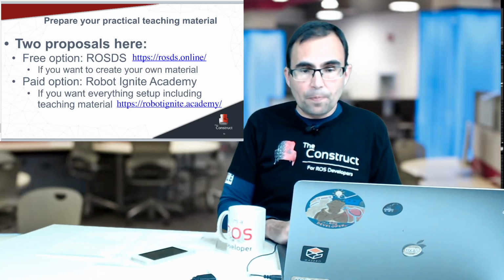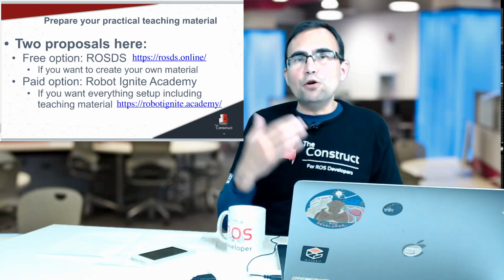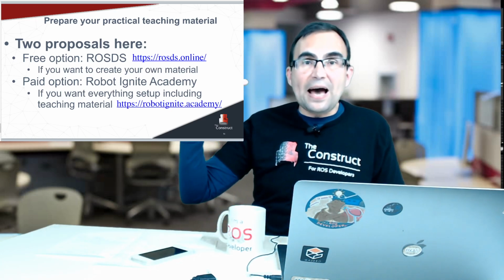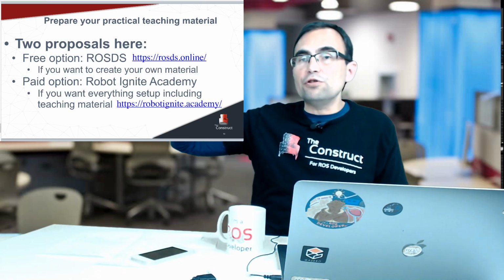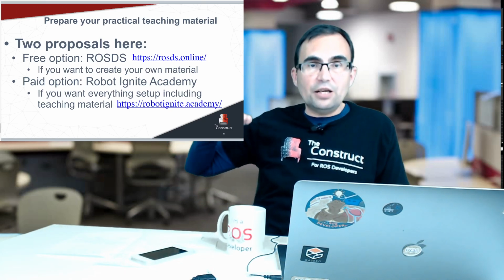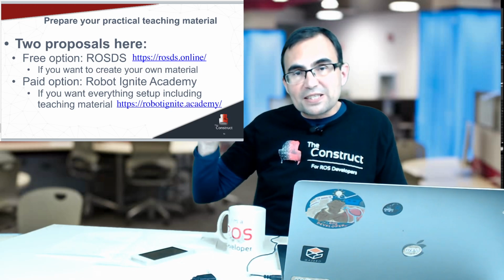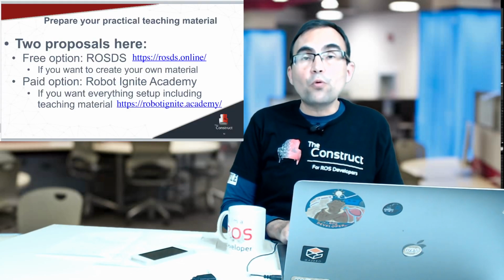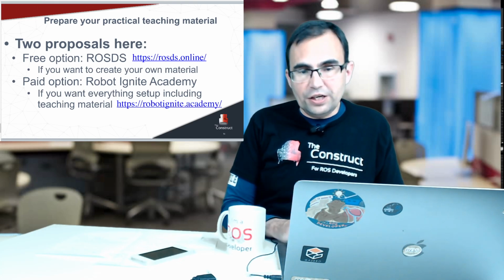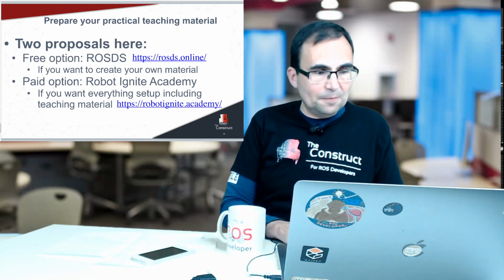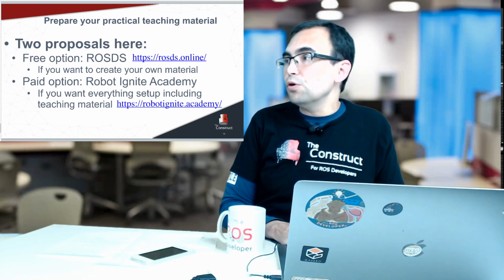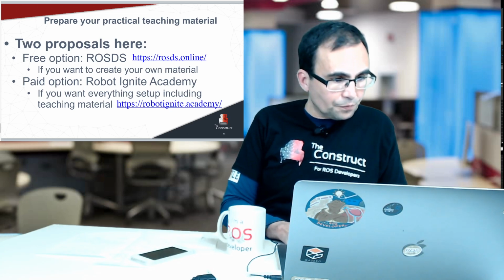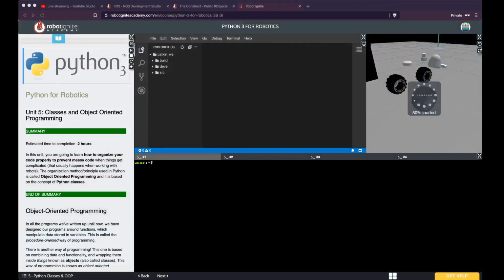Let me show you here on my screen, and also we provide a complete path. So you have to start here, you have to go there, then there, then there. So everything is very step by step. And also the teacher has a teacher panel where they can control the students' progress. So let me share with you here on my browser. So this is inside the Robot Ignite Academy.